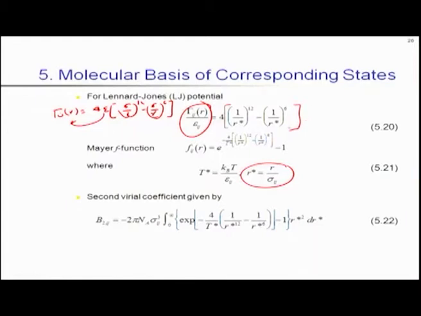Now similarly, I can use this expression in the Mayer function, and if you use this expression, the B2 will be calculated in this form, where r is in non-dimensional form. So r star is in the units of sigma.